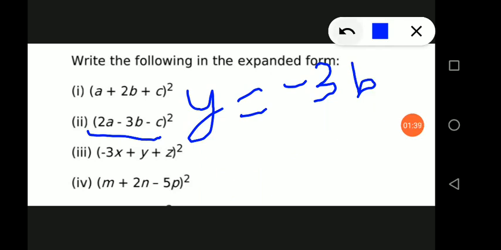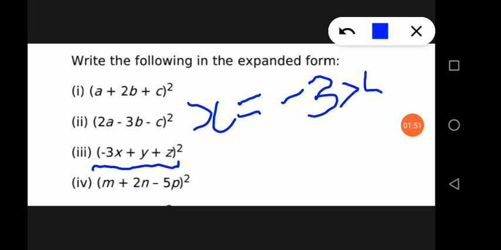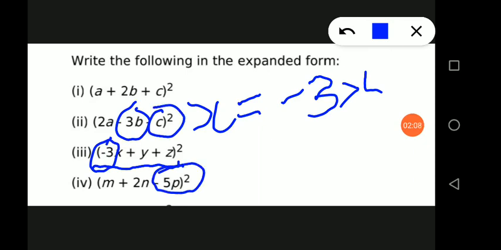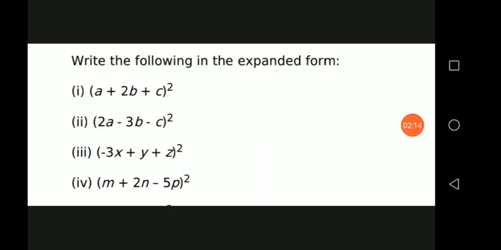Similarly, in the third part, minus 3x plus y plus z, you will take x equal to minus 3x in the formula of x square plus y square plus z square plus 2xy plus 2yz plus 2zx. Whenever negative terms are there, we take our variable with the sign. So all these questions you will do in your notebook.